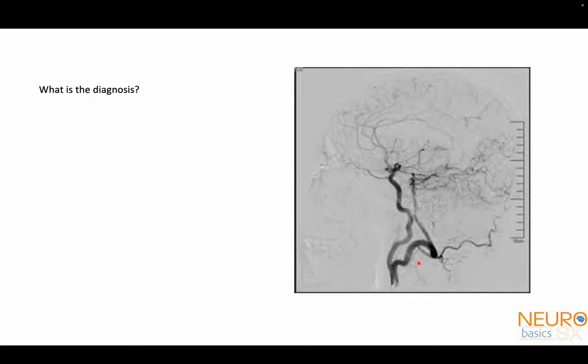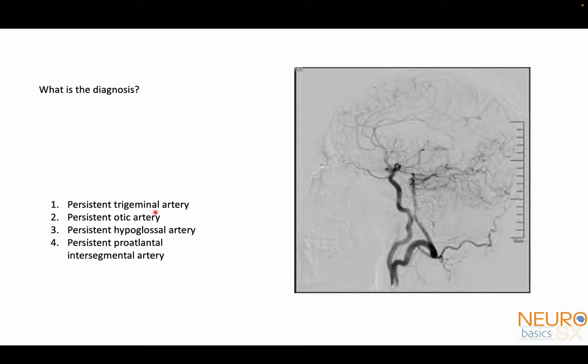The third question is, what is the diagnosis in this case? The options are: a persistent trigeminal artery, a persistent otic artery, a persistent hypoglossal artery, and a persistent proatlantal intersegmental artery. As we can see here, the connection between the ICA and the vertebral artery is completely outside the level of the skull. It is basically below the skull. So this is the persistent proatlantal intersegmental artery, which is connecting the distal cervical ICA with the vertebral artery over here, below the level of the skull.